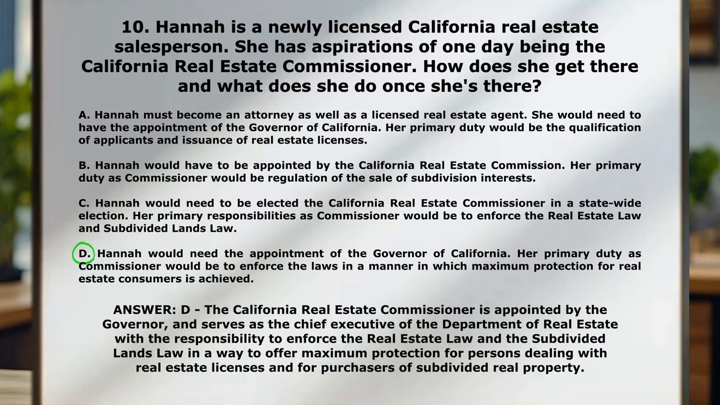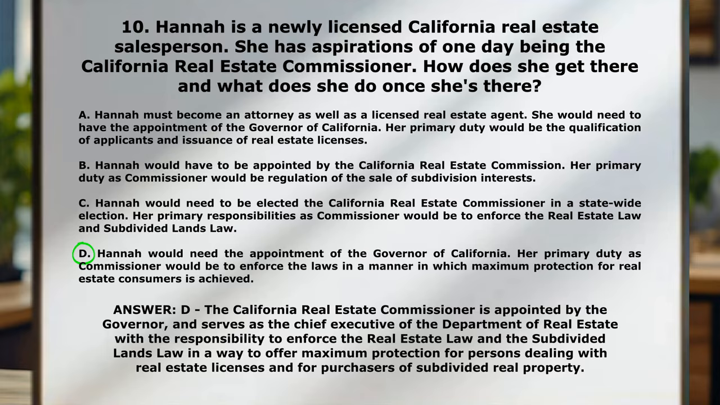California Real Estate Commissioner is appointed by the governor and serves as the chief executive of the Department of Real Estate with the responsibility to enforce real estate law and the subdivided lands law in a way to offer maximum protection for persons dealing with real estate licenses and for purchasers of subdivided real property. So if we look at this question from a high level and think about the purpose and the mission of the California Department of Real Estate, the mission of the California DRE is to protect the public.